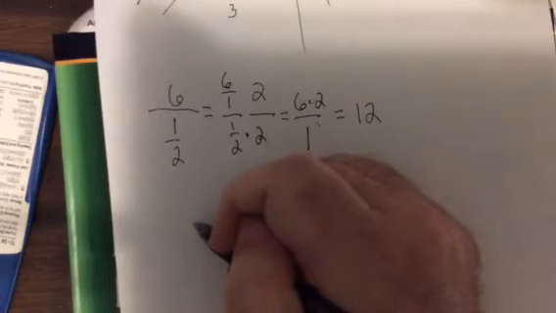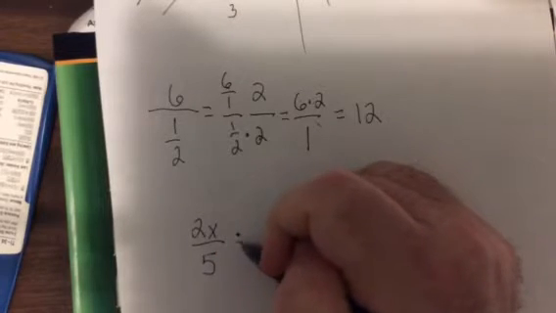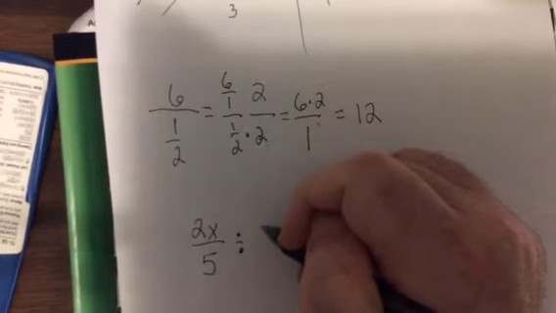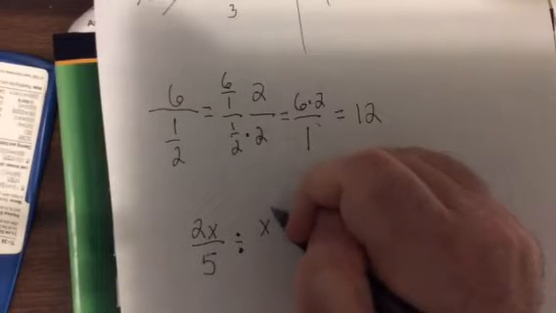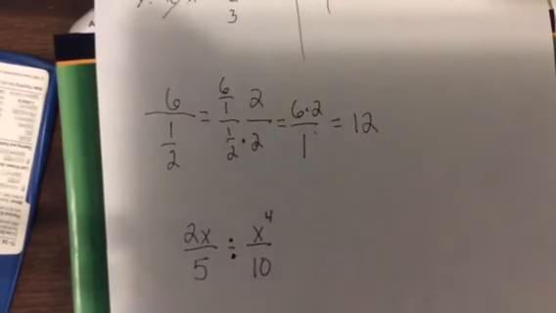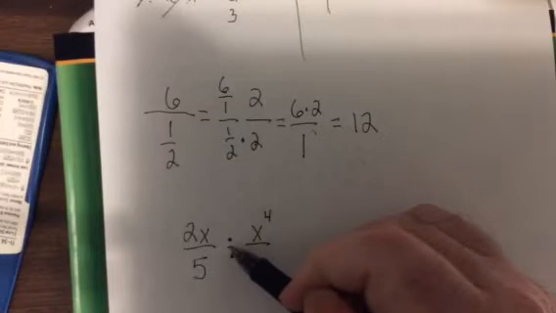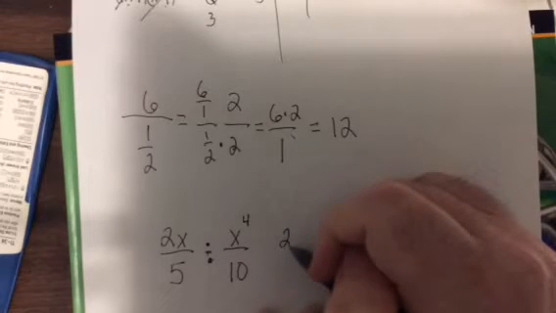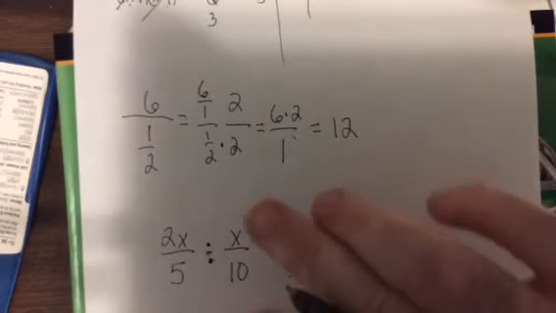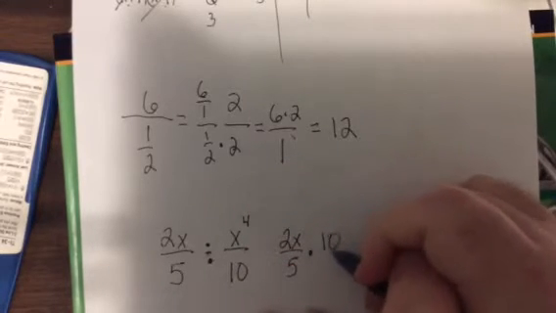So if I have 2x over 5 divided by x to the 4th over 10, I see a division symbol and I say, okay, to do a division, you take the reciprocal of the fraction after the division symbol and multiply. So I just change it to 2x over 5, reciprocal, and then multiply.